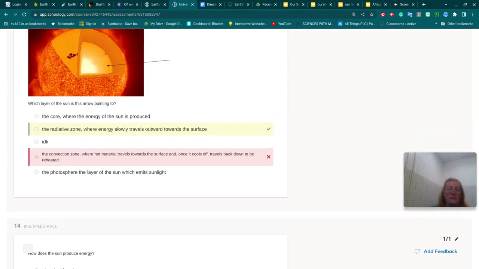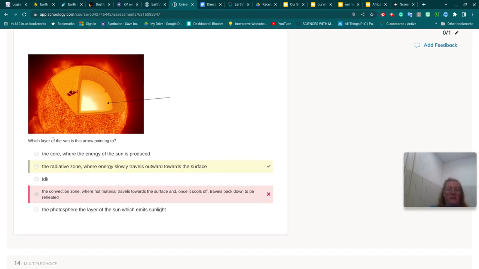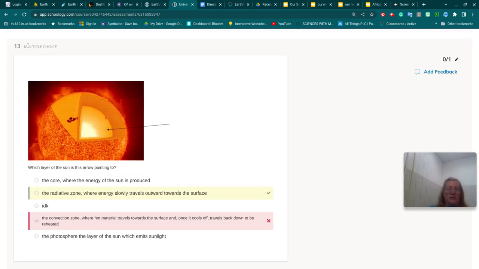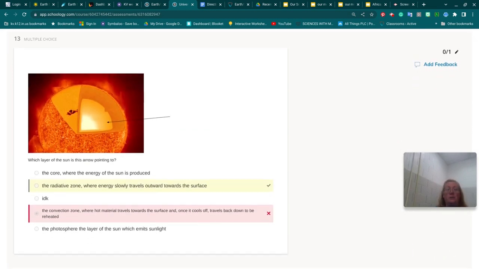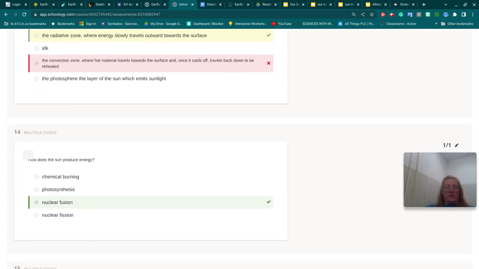Again, here's a picture one. In which layer is the arrow pointing to? I would write 13. The arrow in this picture is pointing to the radiative zone where the energy slowly travels towards the surface. You must write the entire answer, not just the radiative zone. That lets me know which picture it is. I do not go back and look at the test. I have not memorized all 58 questions on this test.